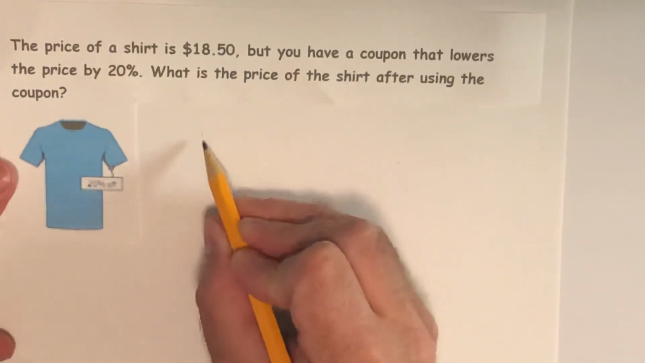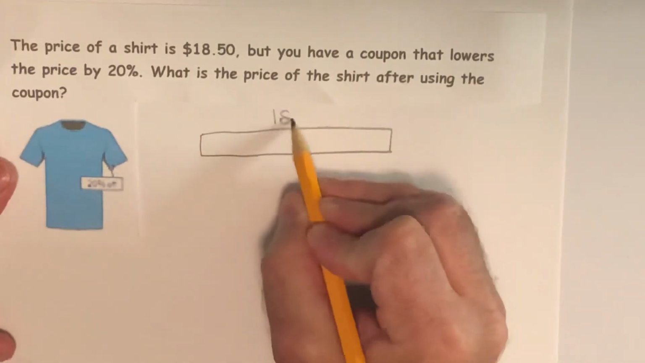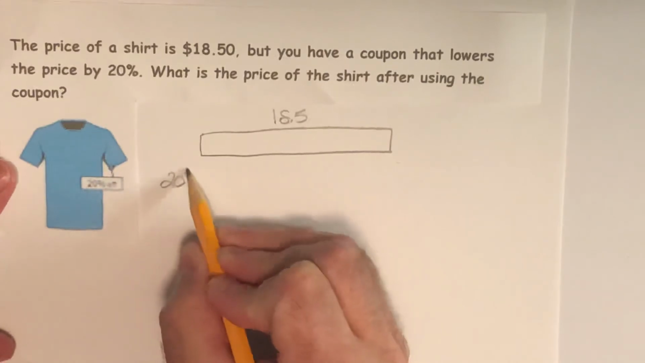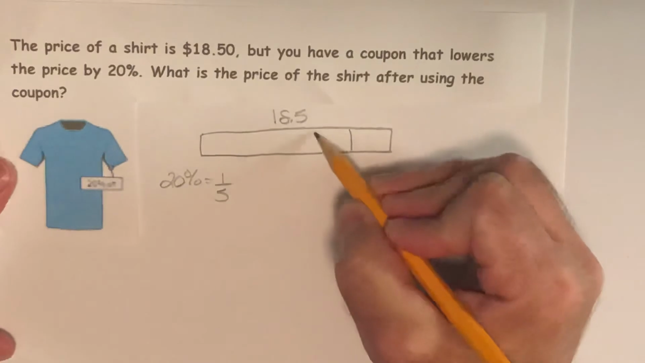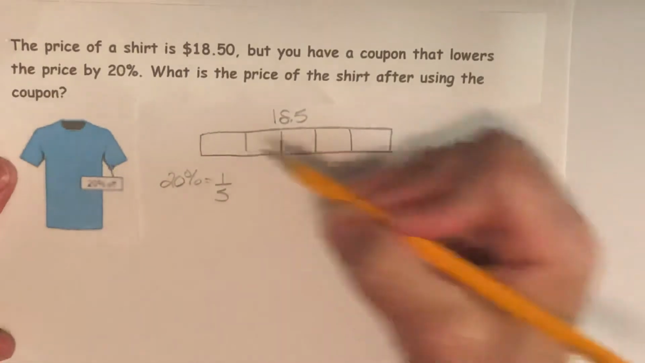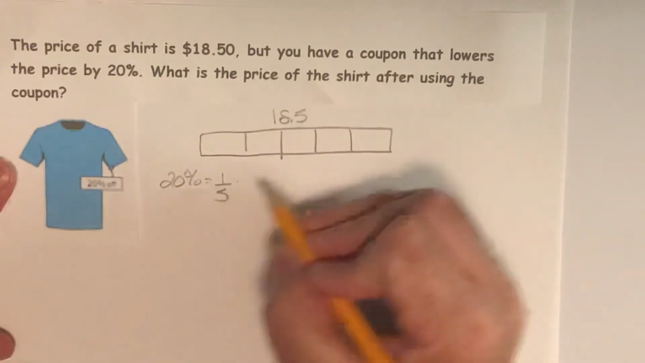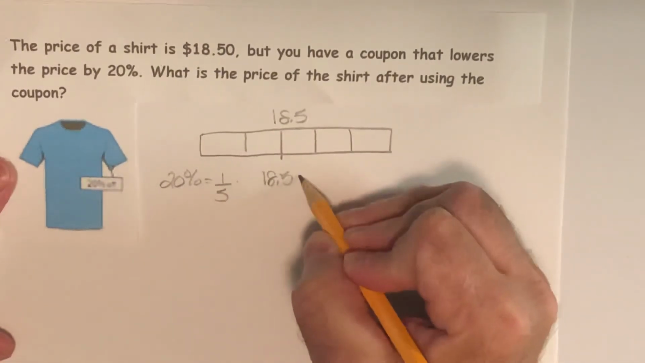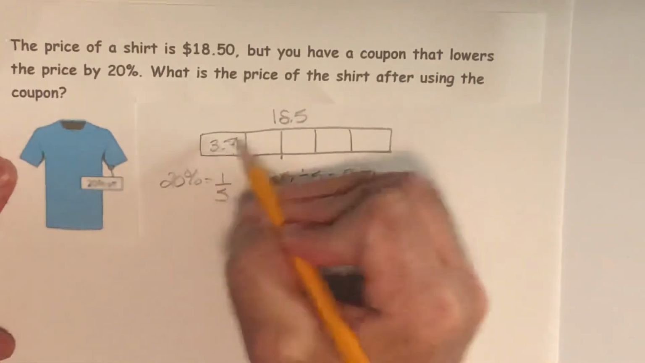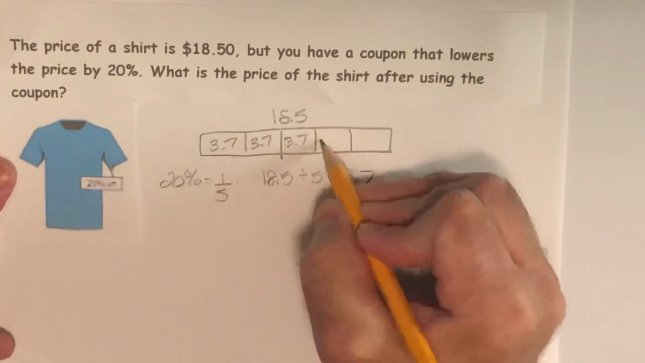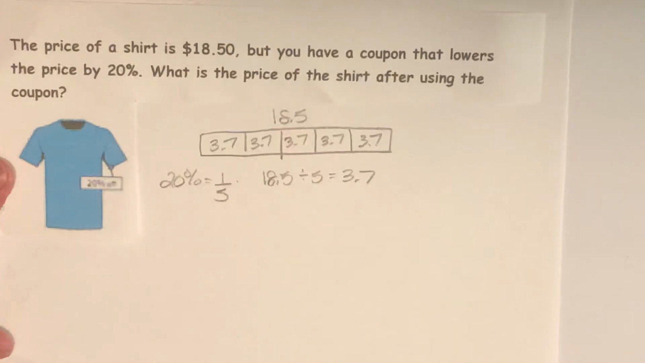So if I try a tape diagram again, my original price is $18.5. We know that 20% is equal to 1/5. So I'm splitting this into 5 equal parts. 4 lines makes 5 parts. And each of those parts, as we found before, if I divide 18.5 divided by 5, is going to give me 3.7. Now this 3.7 represents the discount.